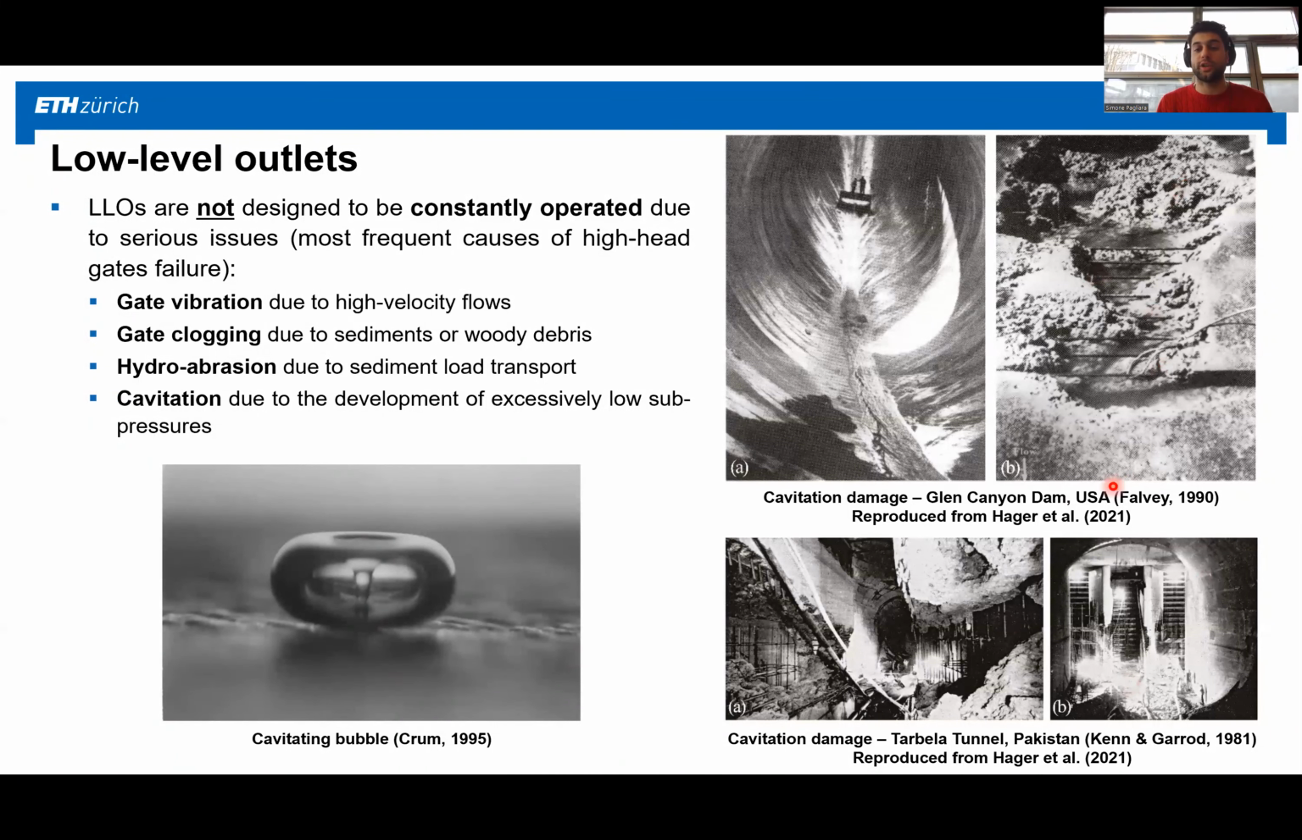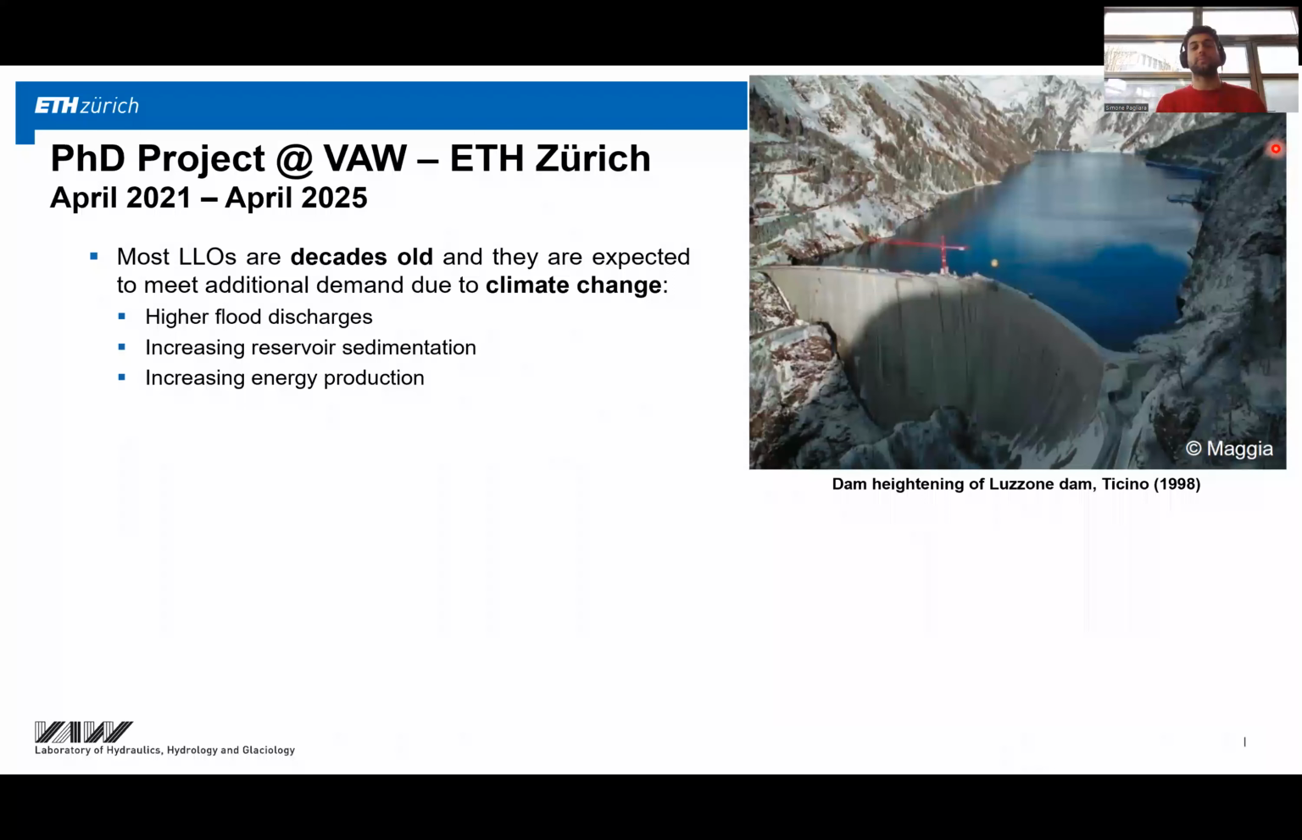And here, these are two pictures taken from the dam hydraulics book from IAHR et al. And you can see cavitation damages in Glen Canyon Dam and in a tunnel in Pakistan. And you can see that rebars are completely exposed here and here. So just to give you an idea of how dangerous cavitation can be.